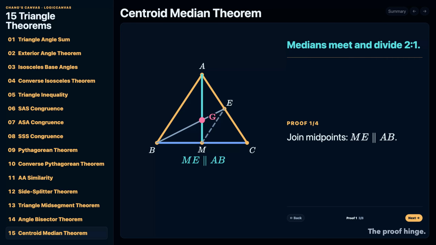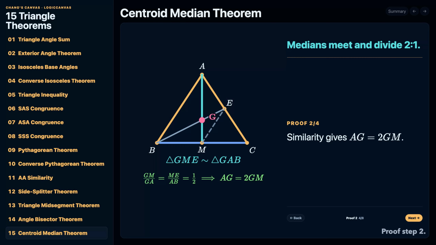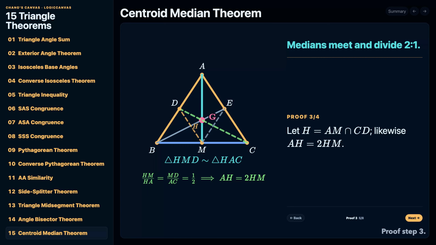For the proof, define G, where medians AM and BE meet. Since M and E are midpoints, ME is parallel to AB. Next, triangles GME and GAB are similar with scale 1 to 2, so AG equals twice GM. Next, now define H, where AM meets the third median CD. Since M and D are midpoints, MD is parallel to AC, giving AH equals twice HM.